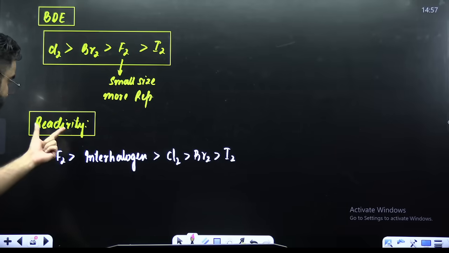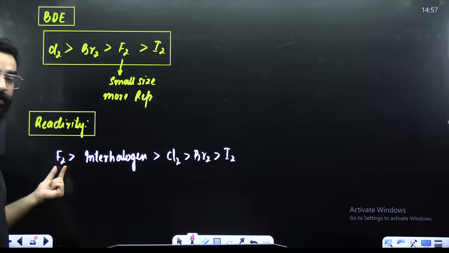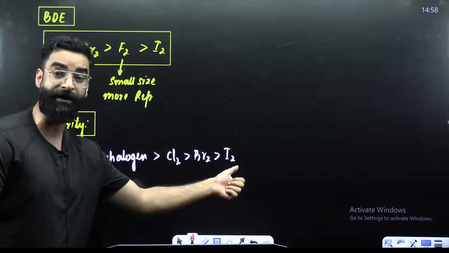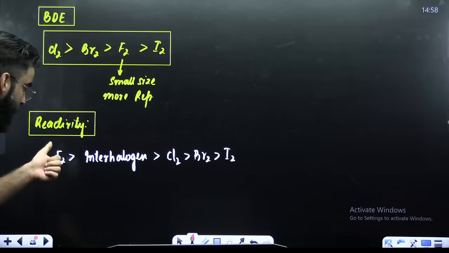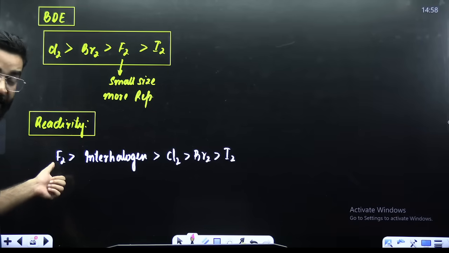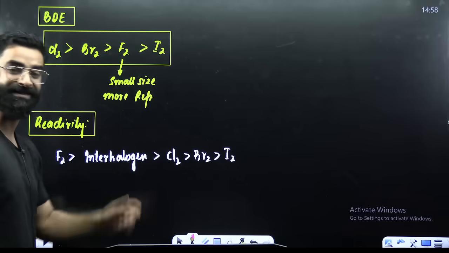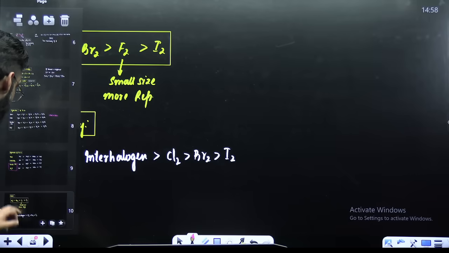This can be asked. Reactivity order. Remember, F2 will be maximum reactive, followed by interhalogen compounds, followed by Cl2, Br2, I2. This order can also be asked, right? So first is going to be F2, which is going to be maximum reactive. Then interhalogens will come at the second position. Then Cl2, Br2, I2 will follow the general order.